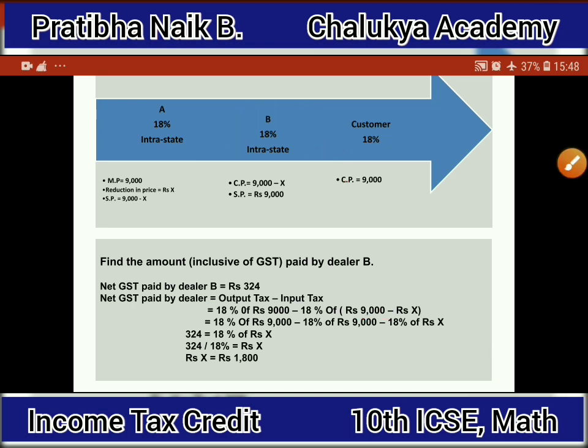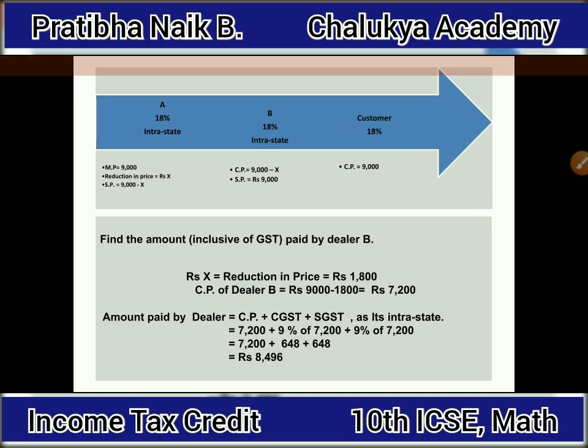So when you open the bracket, we will get the equation like this. Okay, so here 18% of 9,000 will get cancelled by 18% of 9,000, and what is left here? 324, that is the net tax paid by the dealer B. 324 is equal to 18% of rupees X. So we will take 18% to the other side, so it will go to the denominator, and we will get here rupees X is 1,800. Okay, so reduction in price is rupees 1,800.